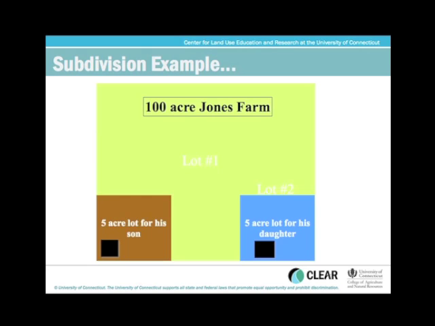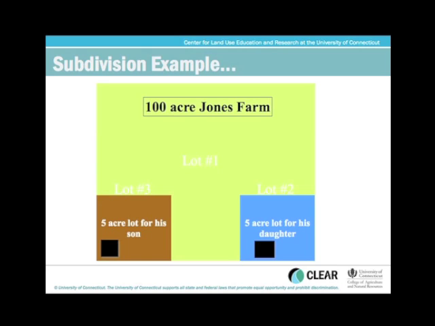Now let's say the Joneses have a son and they decide to split off a 5-acre lot for him as well, for a home. This would in theory be lot 3. So this would be a point where they've crossed the threshold of 3 lots or more, and so now they would have to come under subdivision. So with the split for his son, the Jones family would have to go to the town's planning commission and apply under subdivision for the split.